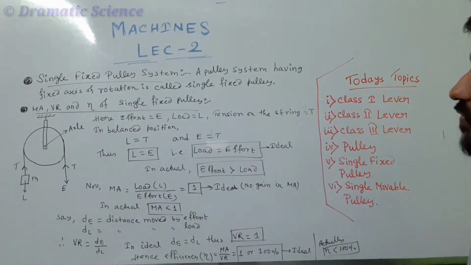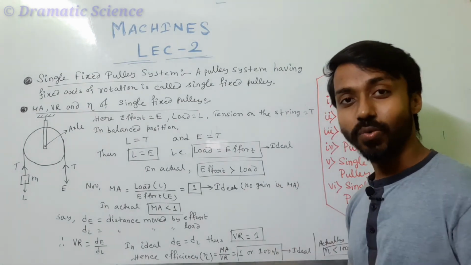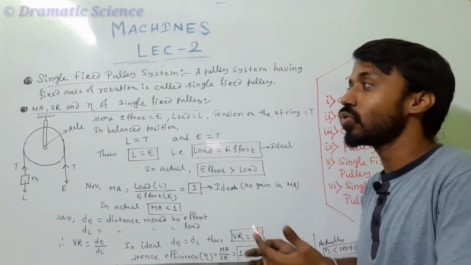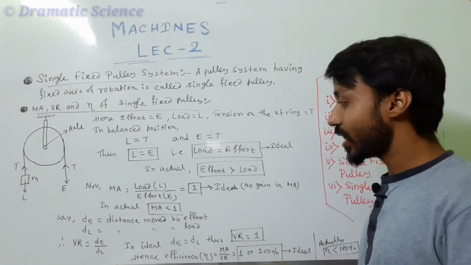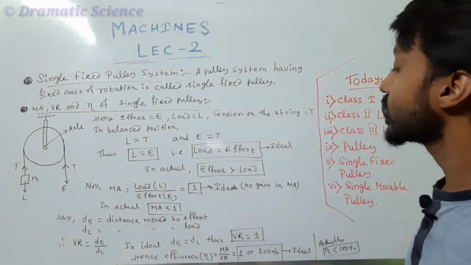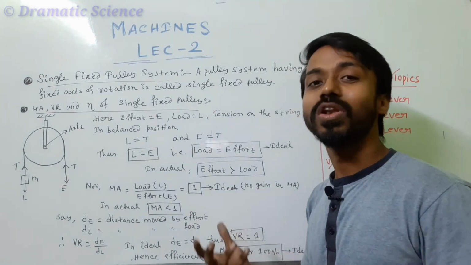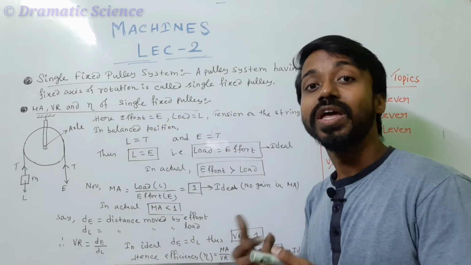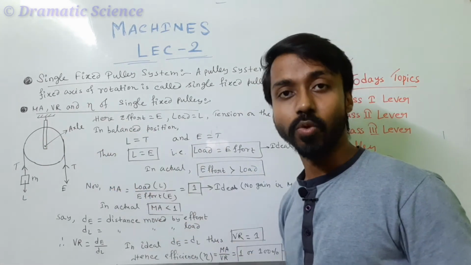So load equals effort, and this case is literally for ideal, which is not real, there is no ideal fixed pulley in our real world. But in practical life, effort is always greater than load, because we need to apply more effort to move a load, as some amount of effort is lost to friction in the pulley system.